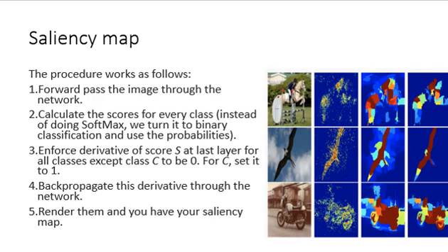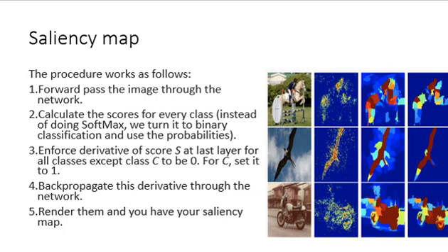The procedure works as follows. Forward pass the image through the network and then calculate the scores for every class. Enforce the derivatives of score S at the last layer of all classes except class C to be 0. For C, set it to 1. Backpropagate this derivative through the network and render them, and you have your saliency maps.